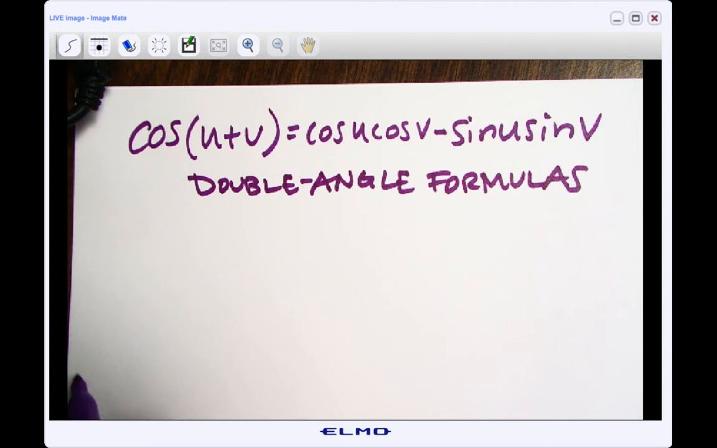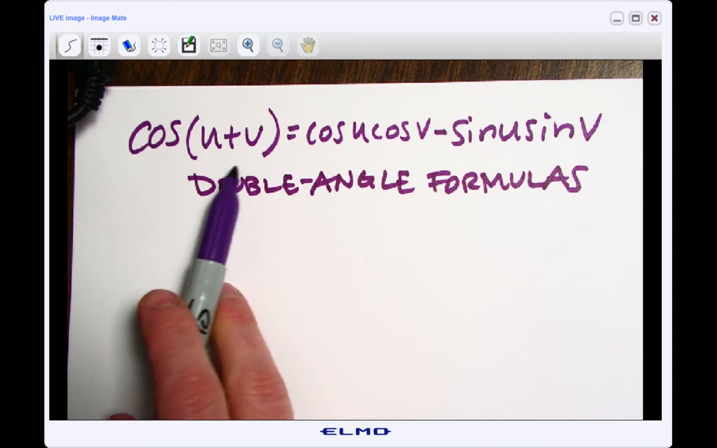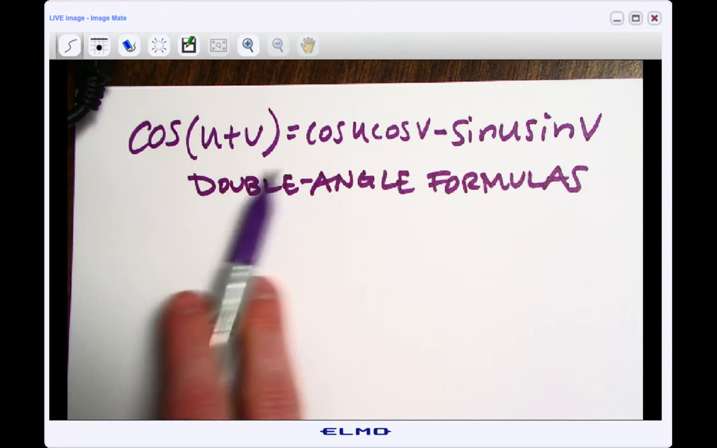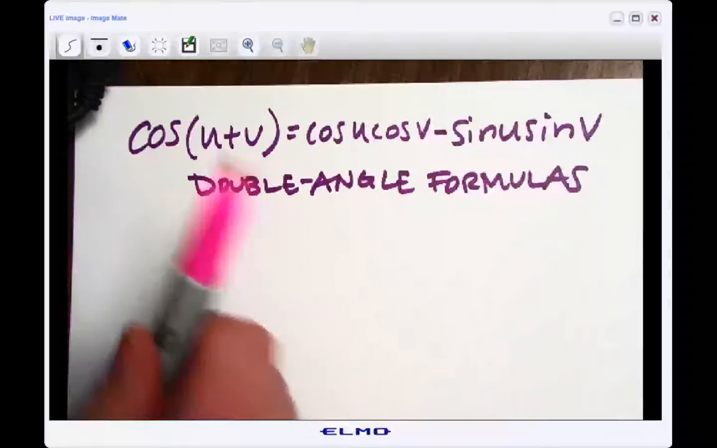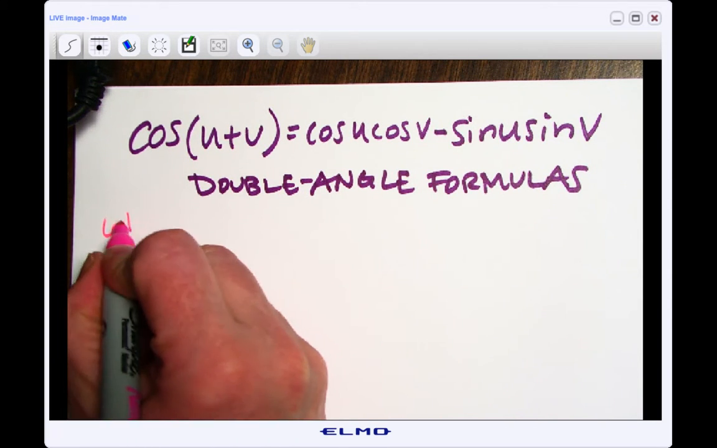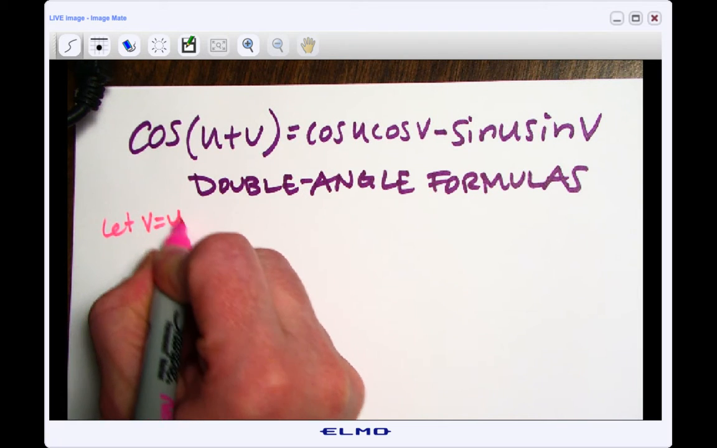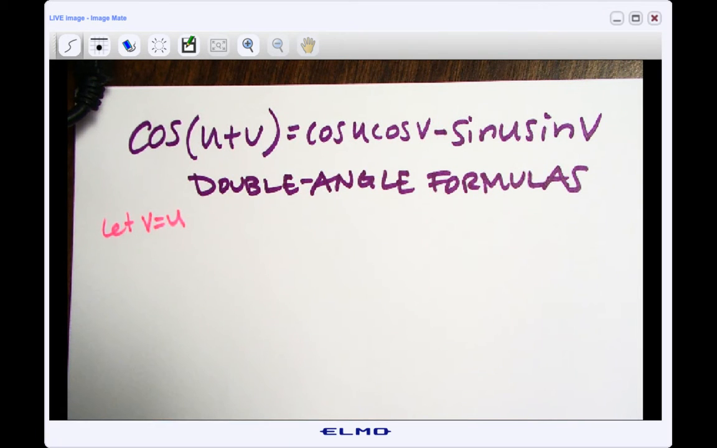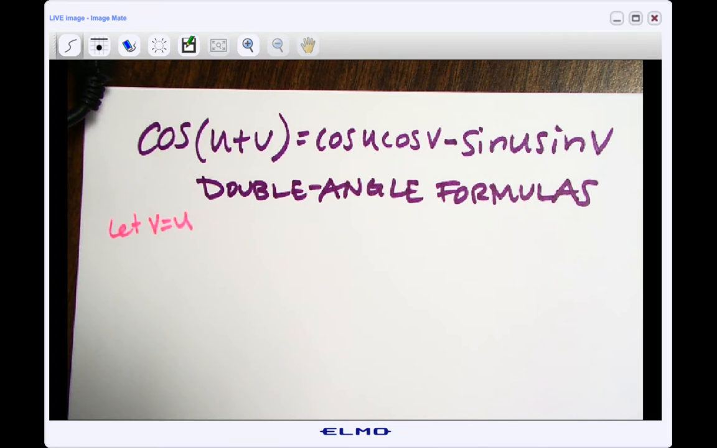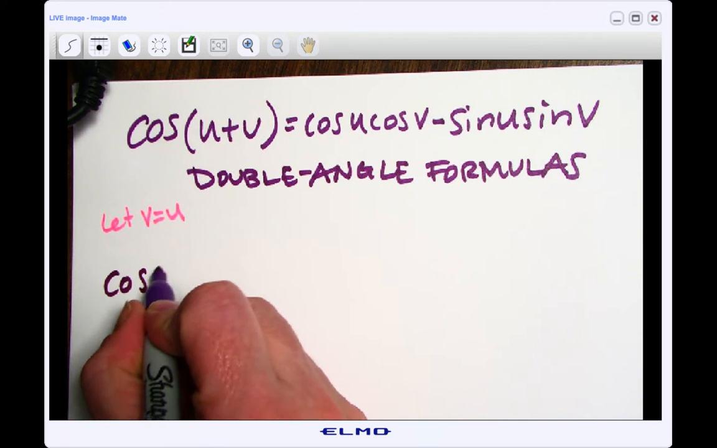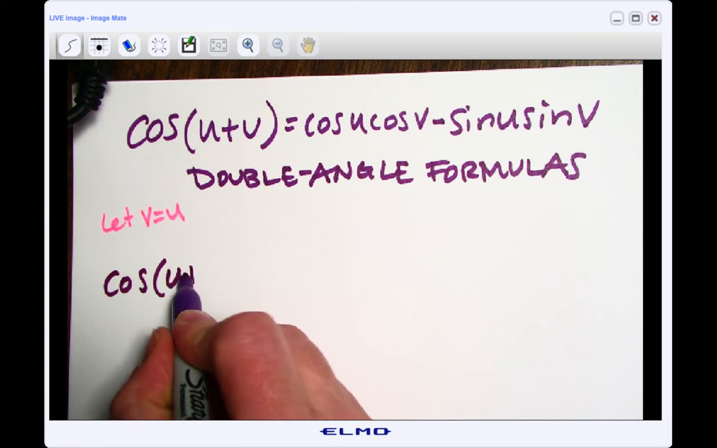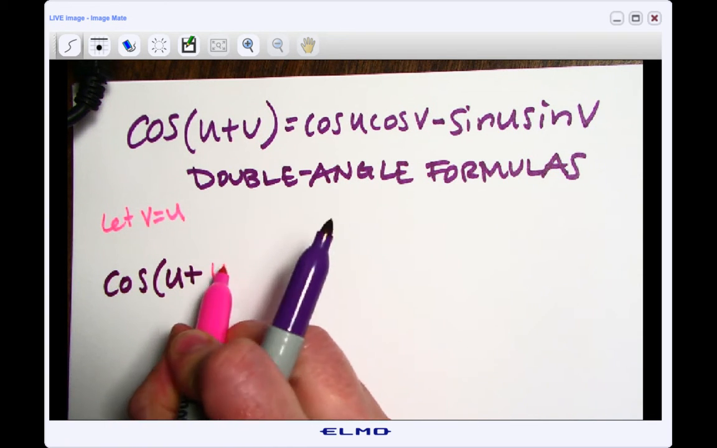What I'm going to do is basically the same thing I did to get to our subtraction formula. I'm going to change v to something else, or u, it doesn't really matter. I'm going to let v equal u. Again, we said before that we can change it to anything we want because it's a formula, so I should be able to change it to whatever value I want. So everywhere I see v, I'm going to stick a u.